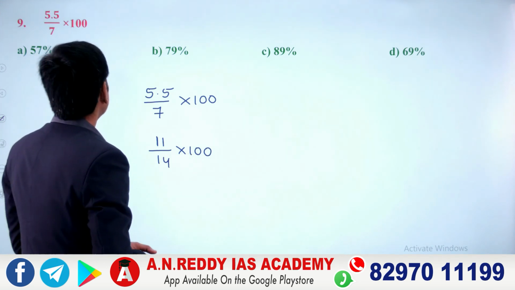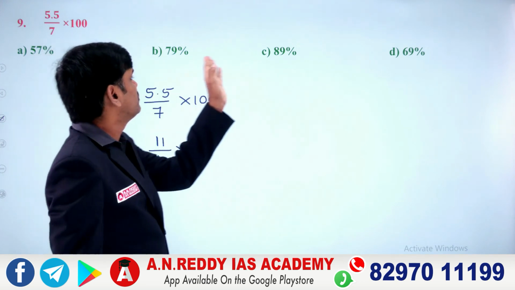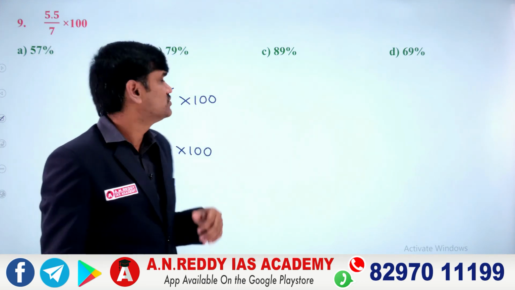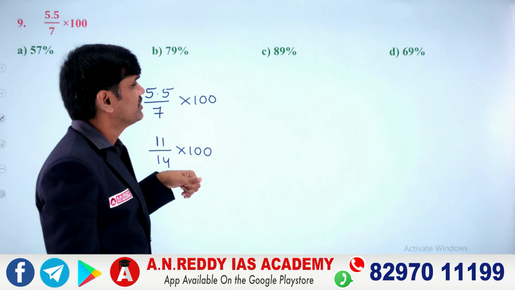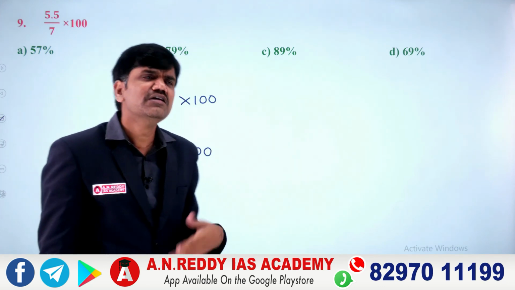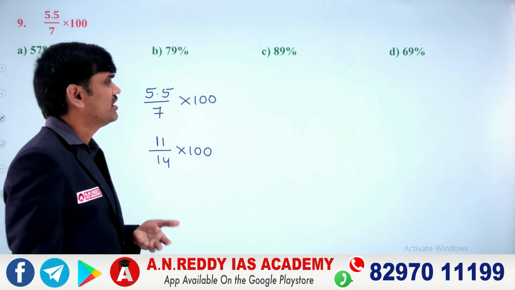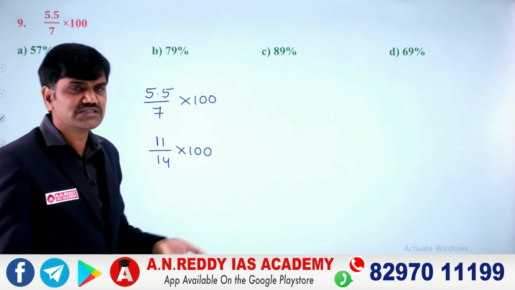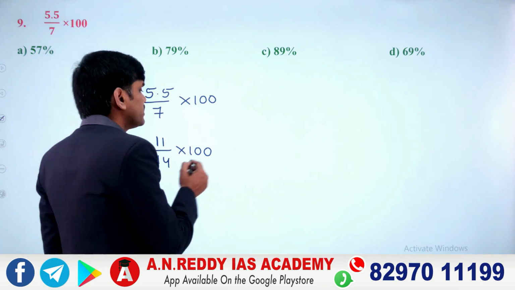One thing, all the options are from 50 to 90. So 52%, 57%, 79, 89, 69, like that. I will decide whether it is more than 50 or more than 60 or more than 70. Okay. Chalo, check.